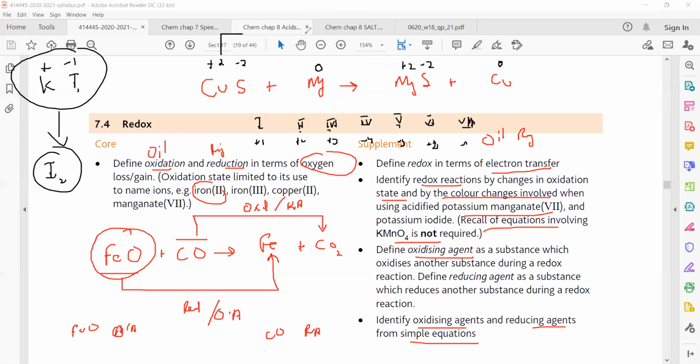So copper 2 changes to copper 0. So what is this change? +2 changes to 0. So +2 changing to 0 is reduction, and for magnesium, 0 changing to +2 is oxidation.